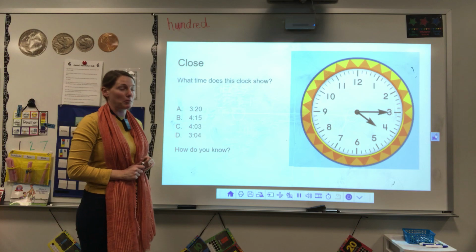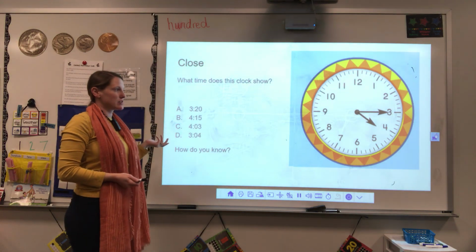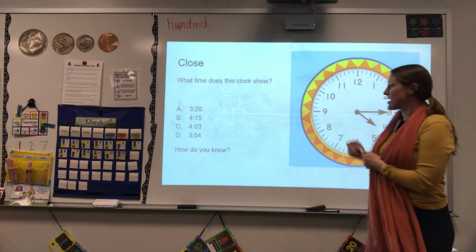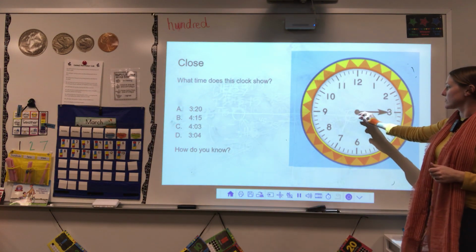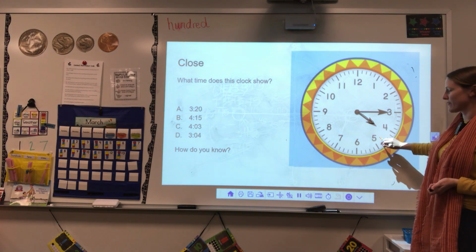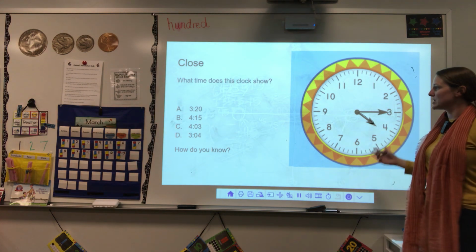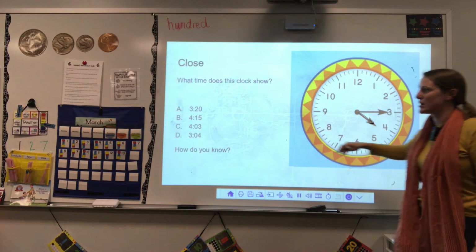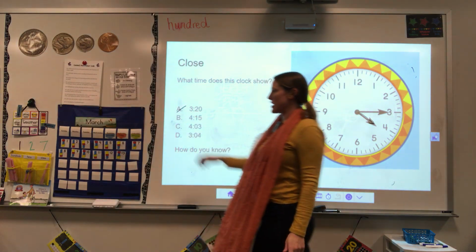How do you know? Well, if I'm looking at these choices, I see 3:20 and I immediately want to look for my hour hand. I'm looking at the hour here, our shorter hand, and it's past the 4. It's between the 4 and the 5. So I know 3:20 cannot be a good choice for us because the 3 would be over here. I'm going to go ahead and cross out A.